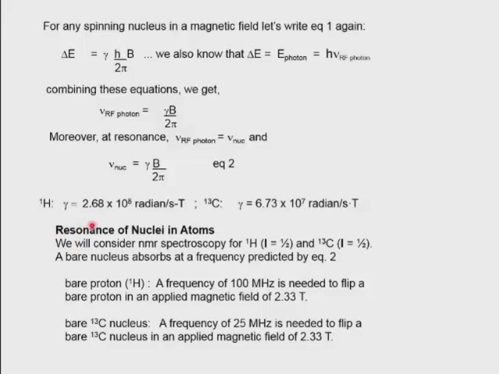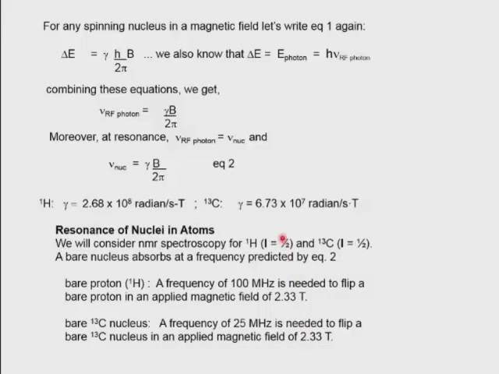Now, let's consider two types of bare nuclei, an H1 nucleus and a C13 nucleus. The bare nucleus is going to absorb at a frequency that's predicted by equation 2. If you have a bare, spinning proton, equation 2 tells us that it will take a frequency of 100 megahertz to flip the bare proton in an applied field of 2.33 teslas. If you have a bare C13 nucleus, equation 2 tells you that a frequency of 25 megahertz is needed to flip the bare C13 nucleus in an applied magnetic field of 2.33 teslas.